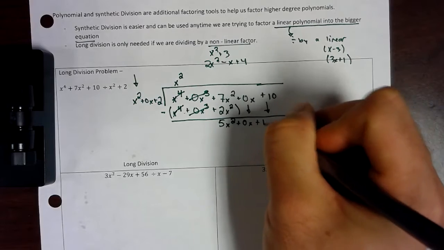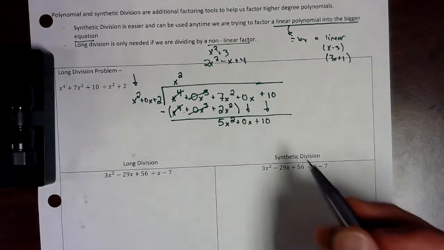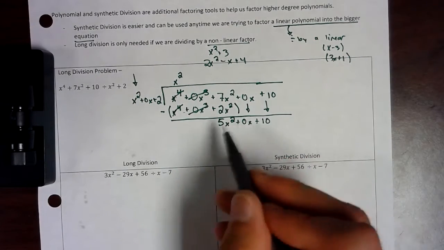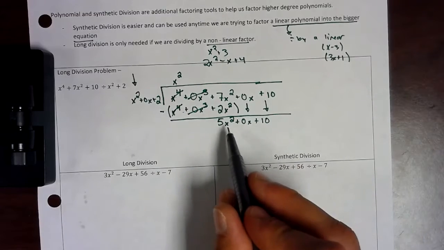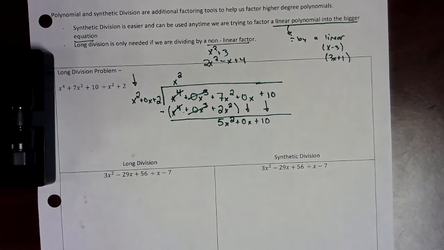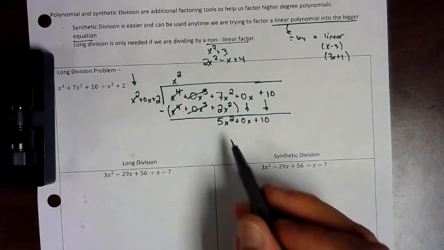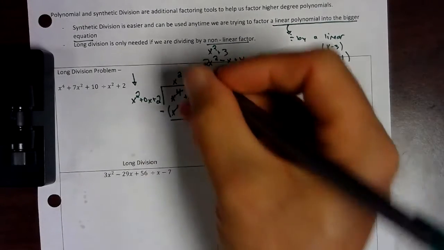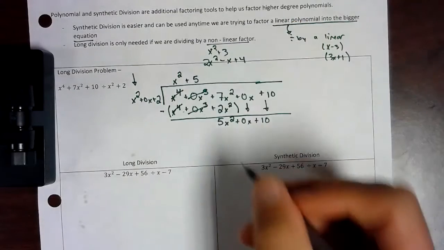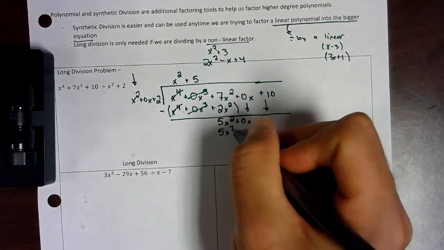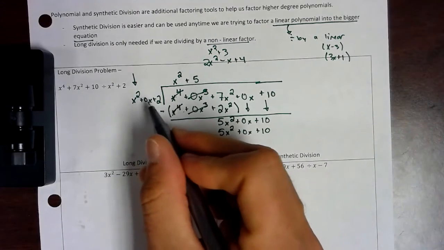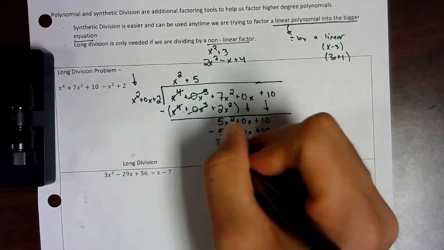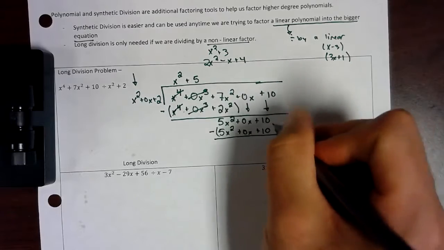So 0x and 10. And we repeat the process until we have something that is a smaller exponent than what we're dividing by. So right now I still have an x squared. We still have x squareds for what we're dividing by. So I need to subtract away 5x squared to get those terms to cancel out. So x squared times a positive 5 will give me that 5x squared and 0x and plus 10 after multiplying by every single thing. And I'm going to subtract away all these terms.